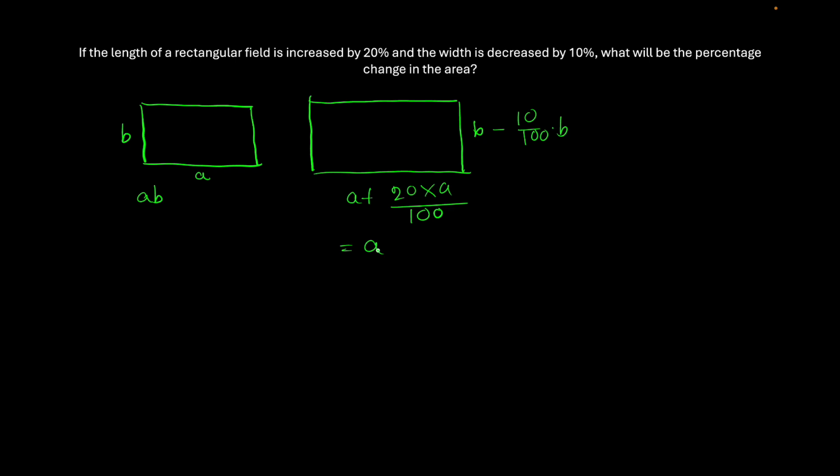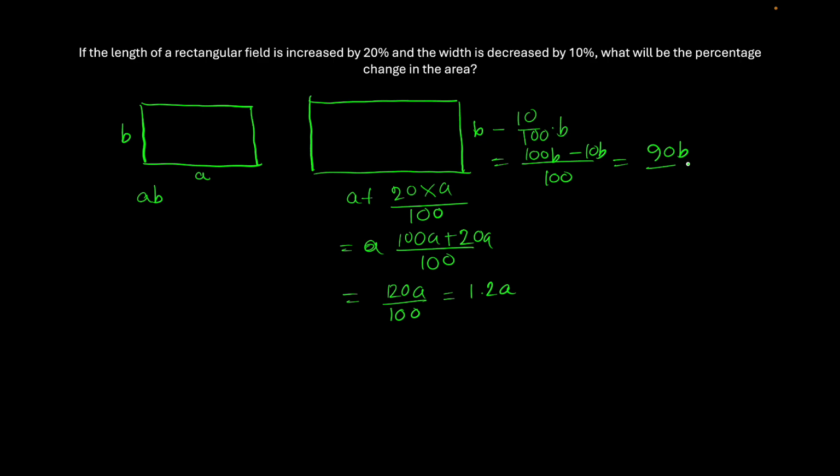So we can write 100A plus 20A, so it will be 120A divided by 100, or we can also write it as 1.2A. And here it is 100B minus 10B, so it is 90B divided by 100, so 0.9B.